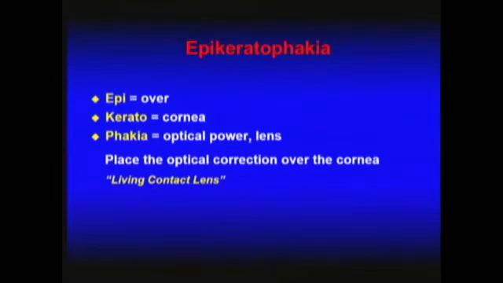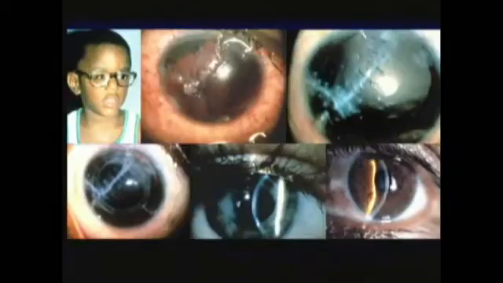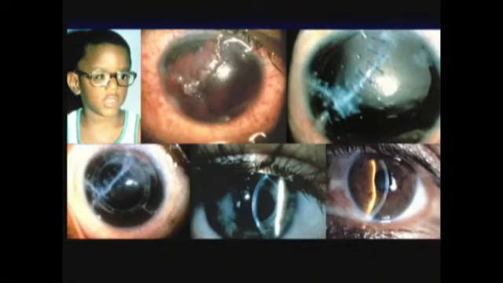Then the epikeratophakia. Epi is over keratocornea, and phakia means optical power or lens. It is to place the optical correction over the cornea, or a living contact lens. That was developed by Kaufman, my mentor, and Werblin. Initially it was designed to correct high anisometropias in children or traumatic aphakias. You see, this is the trauma, suturing, and now you see the lenticule, you see the two Baumans over the cornea.